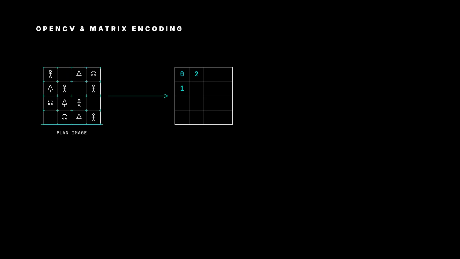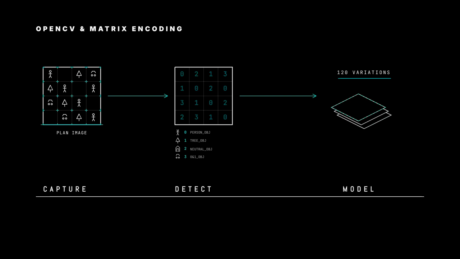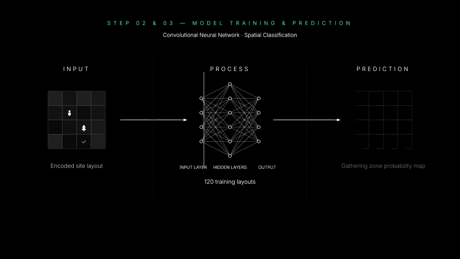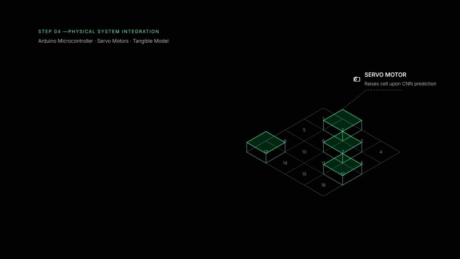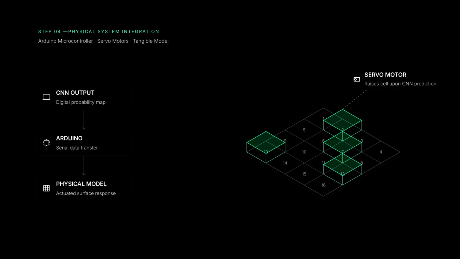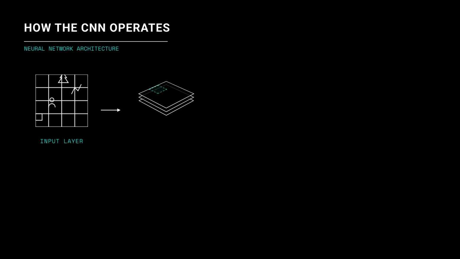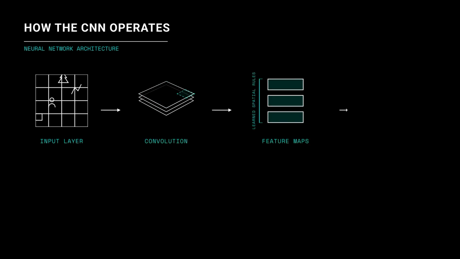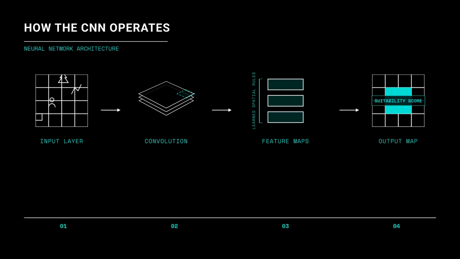Using computer vision and spatial encoding, each grid configuration was translated into numerical matrices that could be processed by the machine learning model. A lightweight convolutional neural network was then trained to predict suitable gathering locations based on spatial relationships and environmental logic. The system produces a gathering space probability map, identifying areas with the highest spatial suitability while maintaining designer-defined constraints. The model analyzes spatial adjacency, clustering, and circulation relationships, learning patterns in a way similar to how designers interpret plans and spatial organization.